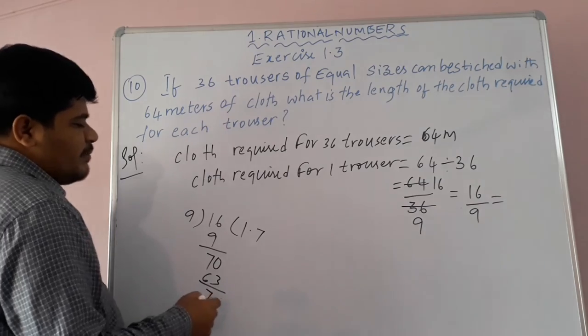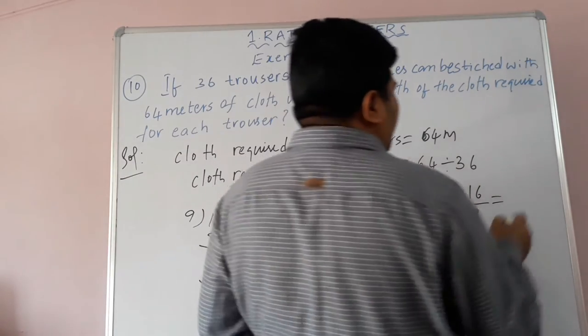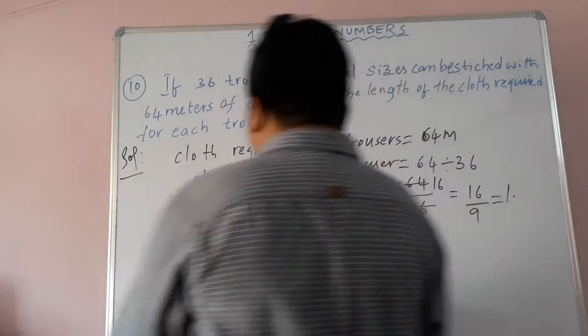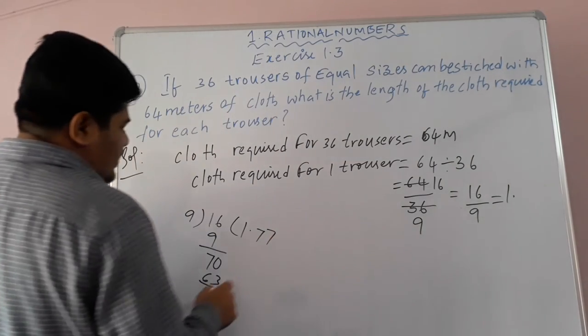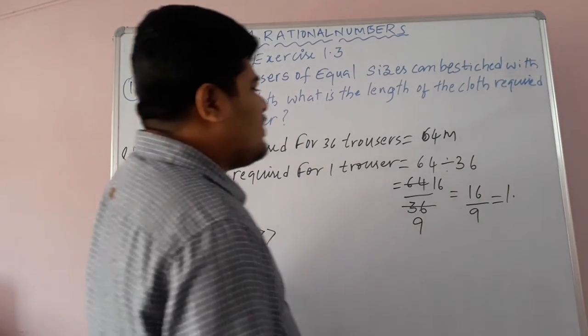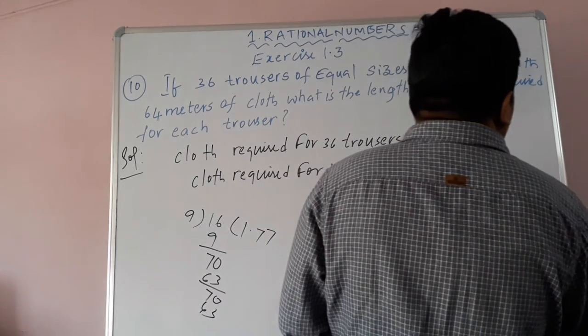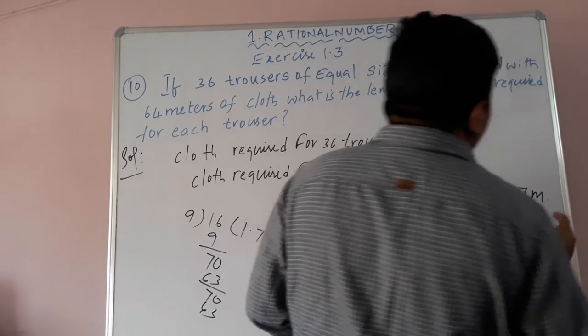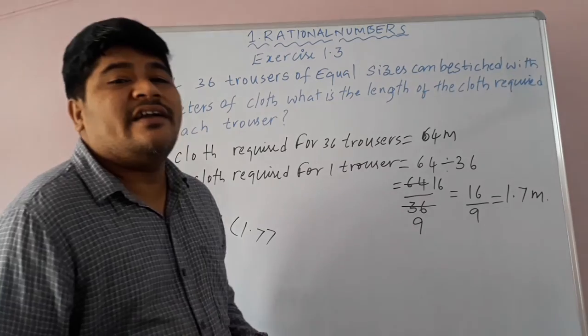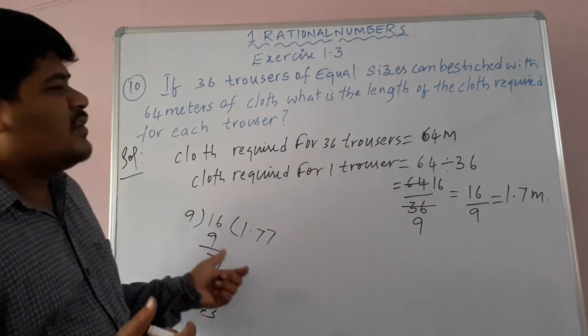So children, approximately 1.77 meters. Because again here you can write 0. 9 sevens are 63. Okay. So approximately 1.77 or 1.7 meters of cloth required for one trouser. So in this way we can solve this problem.